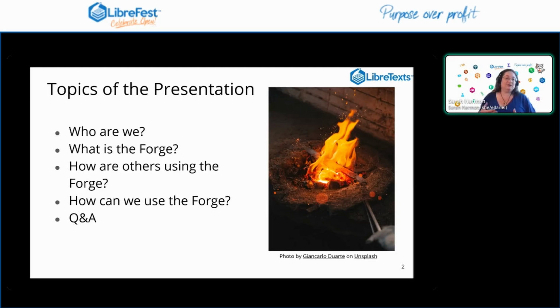So we're going to talk about who we are in this room for a minute, but mostly we're going to talk about what the Forge is, how others are using the Forge. I'm going to base it off of my own experiences, but I also am bringing in a little bit of a couple other presentations that I found very important, and I talked to folks about them as well. And then how can we use the Forge? And that will lead us to the afternoon session.